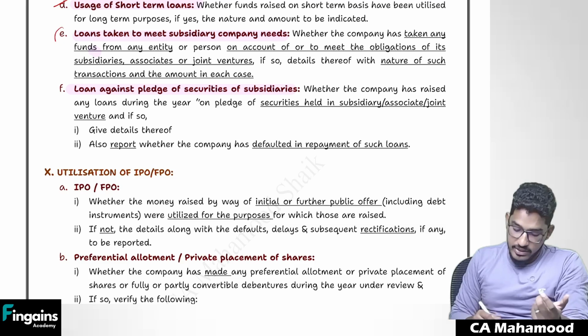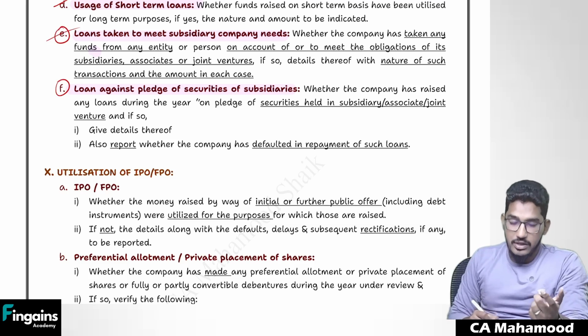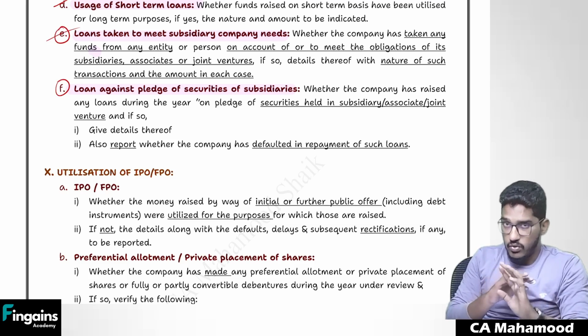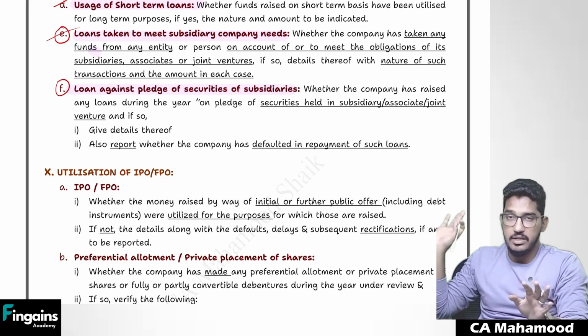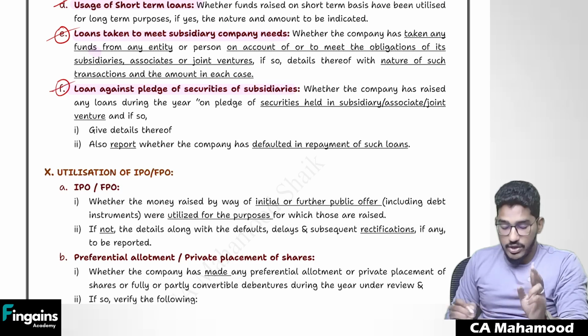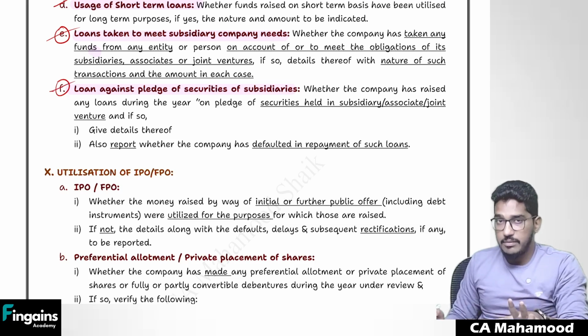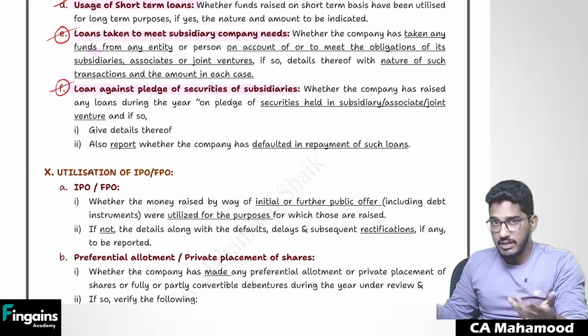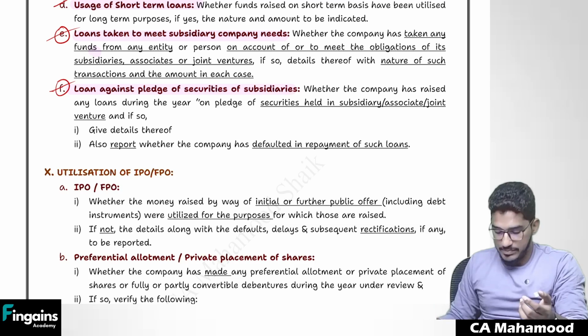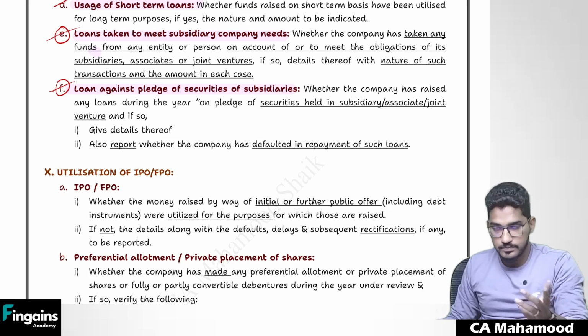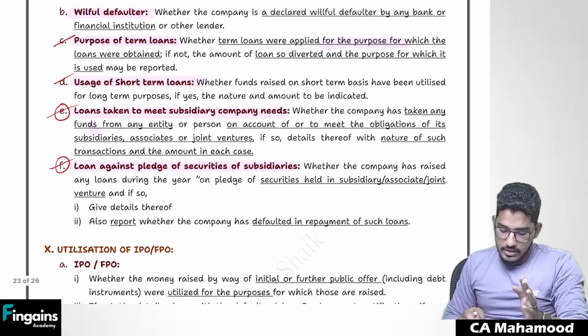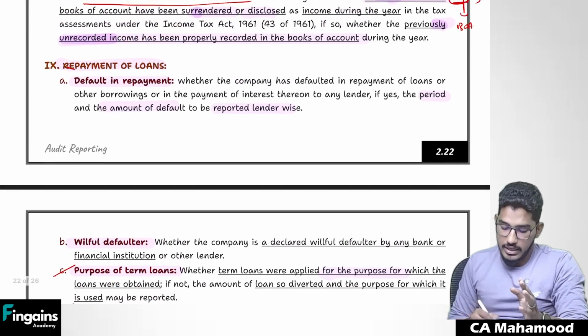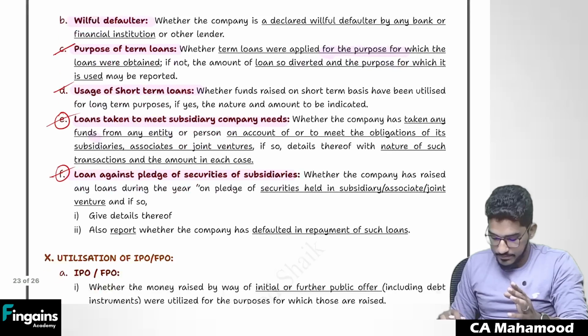So there is a thin line of difference between the fifth and sixth points. The fifth point is talking about your client having taken a loan not for your client's requirement, but for the subsidiary, associate, or joint venture. In the sixth point, your client has taken a loan for your client company's requirement only, but they have to offer something as security. What they have offered as security is the pledge of shares of the subsidiary, associate, or joint venture. Clear? So these are the points which are required to be reported regarding repayment of loans. Once again, this is going to be important from the examination perspective.